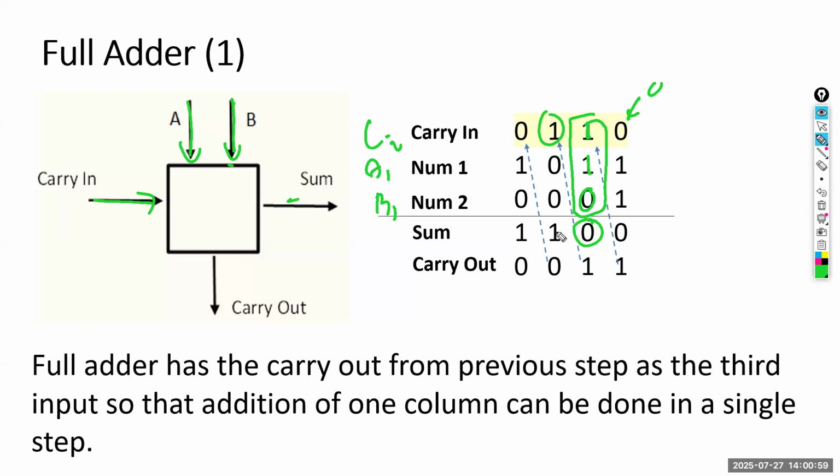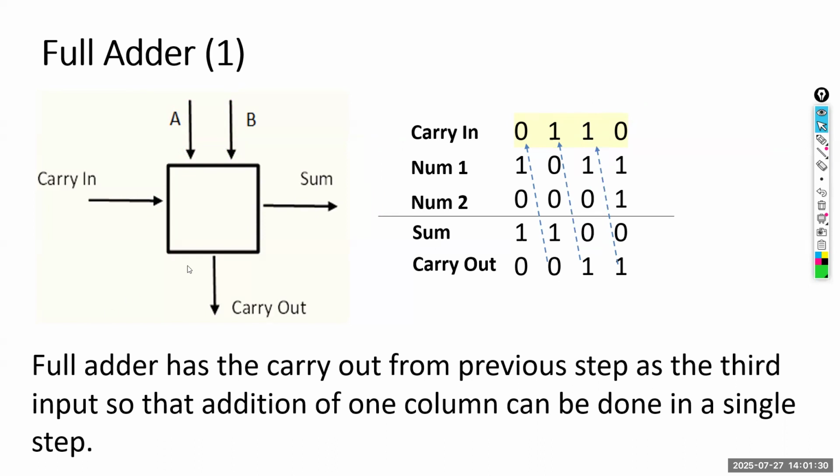Three inputs, two outputs. So then we can think of, can we develop this particular adder? And we call it full adder because now we have three inputs. One column can be added using a single operation. Full operation is there. Okay. Is it clear? Full adder.